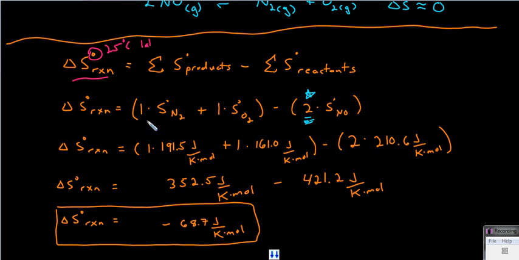So sum all the products. In that reaction, N2 and O2 were the products. We had 1 of each, so we multiply them by 1. And then in reactants, we had 2 NOs, and so we're going to account for that. That 2 is coming from that coefficient there. Find the values in the back of your book or on the test. They'll be given to you. Sum up. Here, in this case, we got negative 68.7.